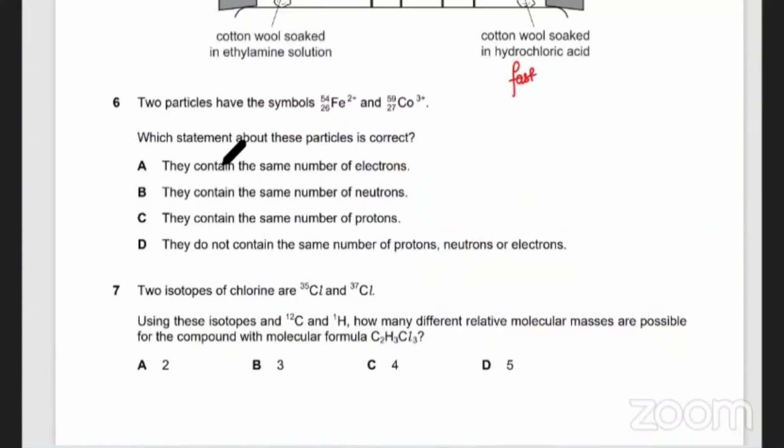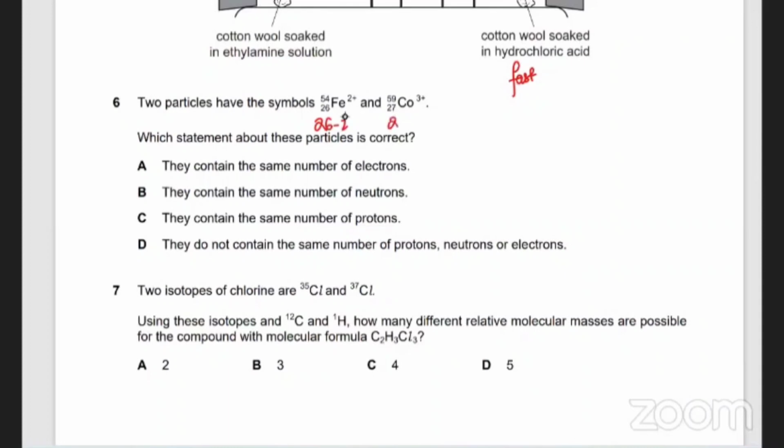Particles have the symbols given. Which statement about these particles is correct? So they have the same number of electrons. 26 electrons it has, remember it's Fe with 26, but it lost 2 electrons, right? 2 plus means it lost 2 electrons.